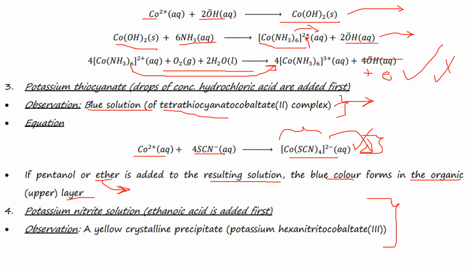Looking at number 4, we are going to be looking at the potassium nitrite solution. Whenever you're using it on a solution containing cobalt ions, we first add ethanoic acid. So the observation is going to be a yellow crystalline precipitate of potassium hexanitrito cobaltate 3 complex. But here, whenever you're stating the observation, we do not need the name. I just give you the name here to guide you in naming these complexes for those of you who still have weaknesses. So the observation is a yellow crystalline precipitate. And let's look at the equation for that.